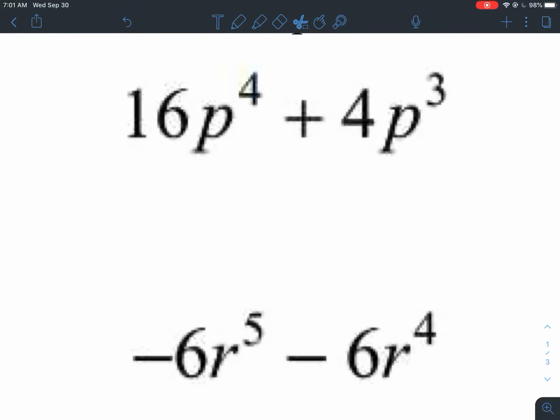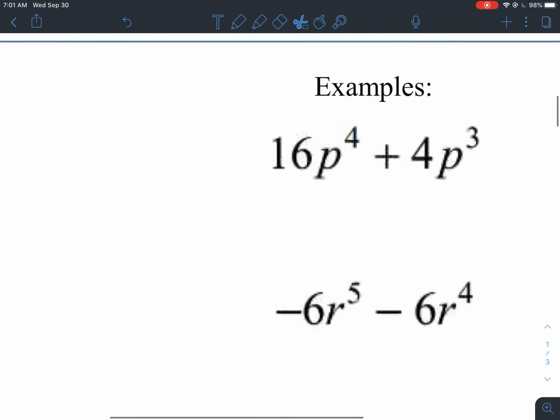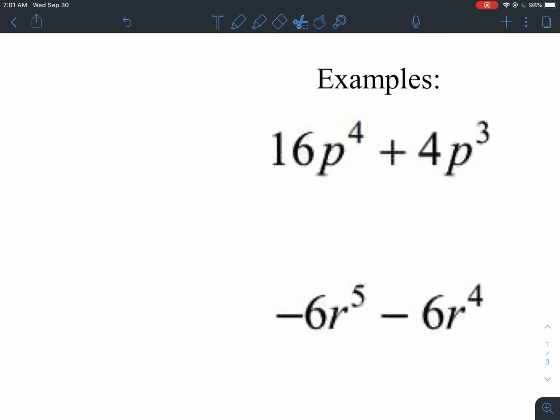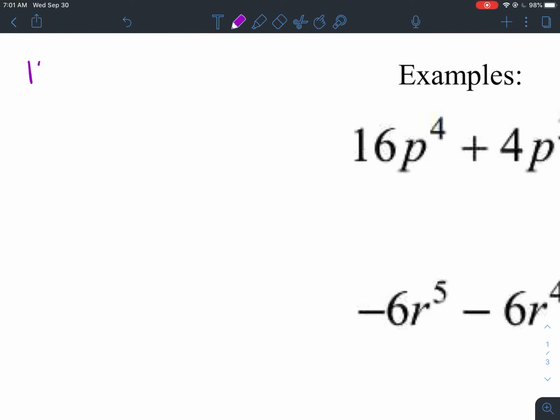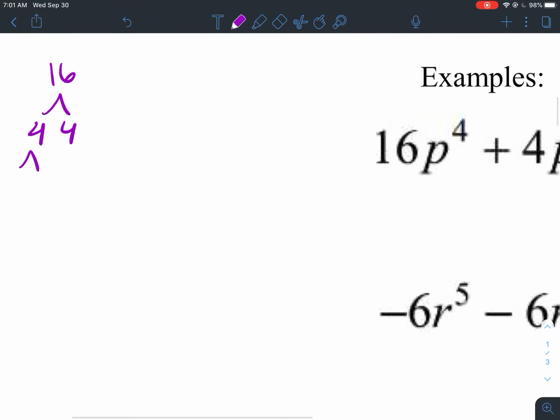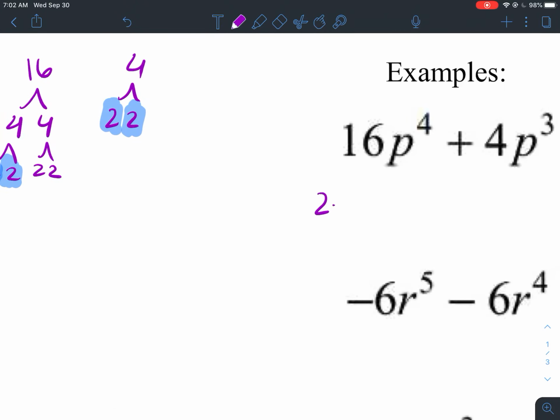For the first one, we've got 16p to the 4 and 4p to the third. Let's break 16 and 4 down. For 16, I'm going to break it down into 4 and 4, which can further get broken down into 2 and 2. I'm going down to the prime factors. Now 4, I can break down into 2 and 2. You can see that the 16 and the 4 both have 2 2's that we can pull out. So 2 times 2 on the outside.